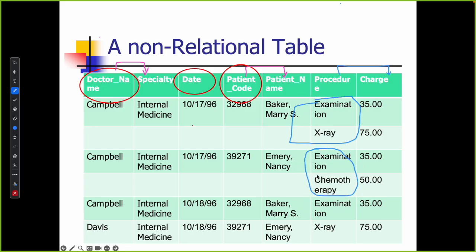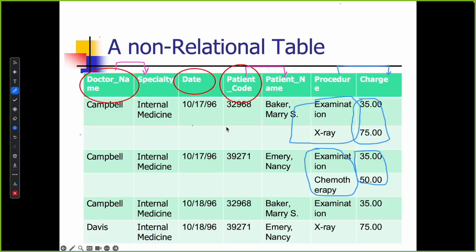So this is avoiding, for example, another problem, right? Because now, with the same doctor and patient, you have different charges and different procedures. And so you want to get rid of that. You want to have atomic values. So in that case, first you have to make this table into 1NF.